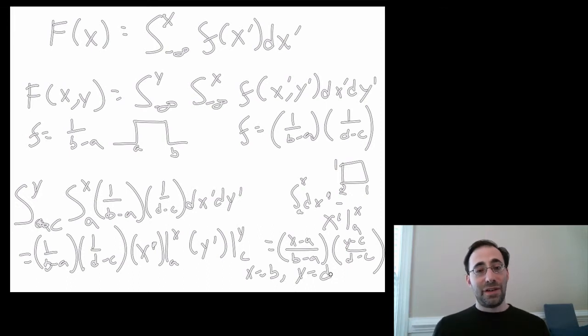So the CDF of the function should be 1 at x equals b and y equals d, and it is. So that's good. It checks out. And in general, this is what you have to do with this.